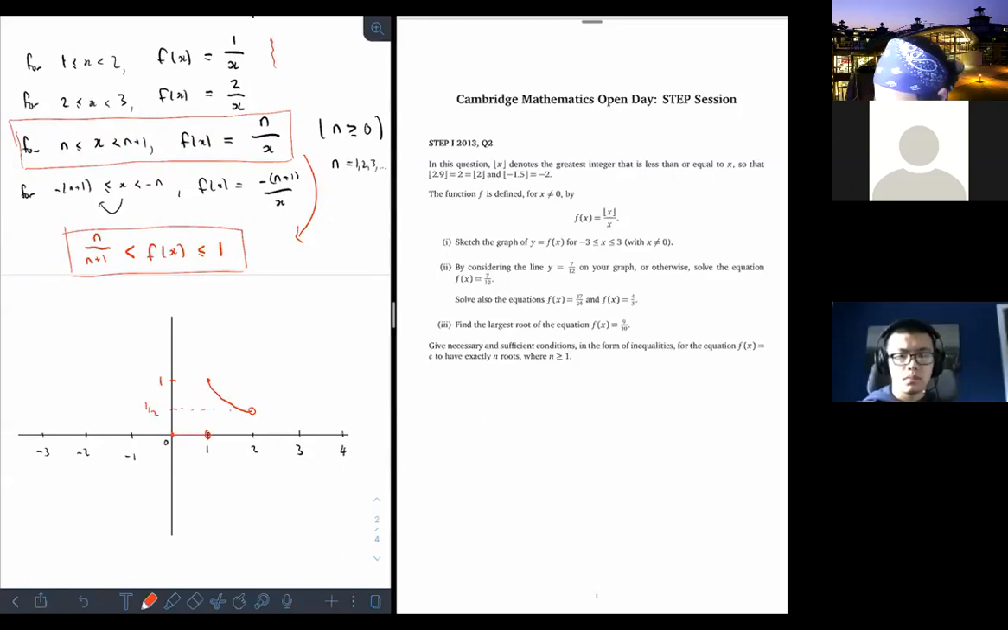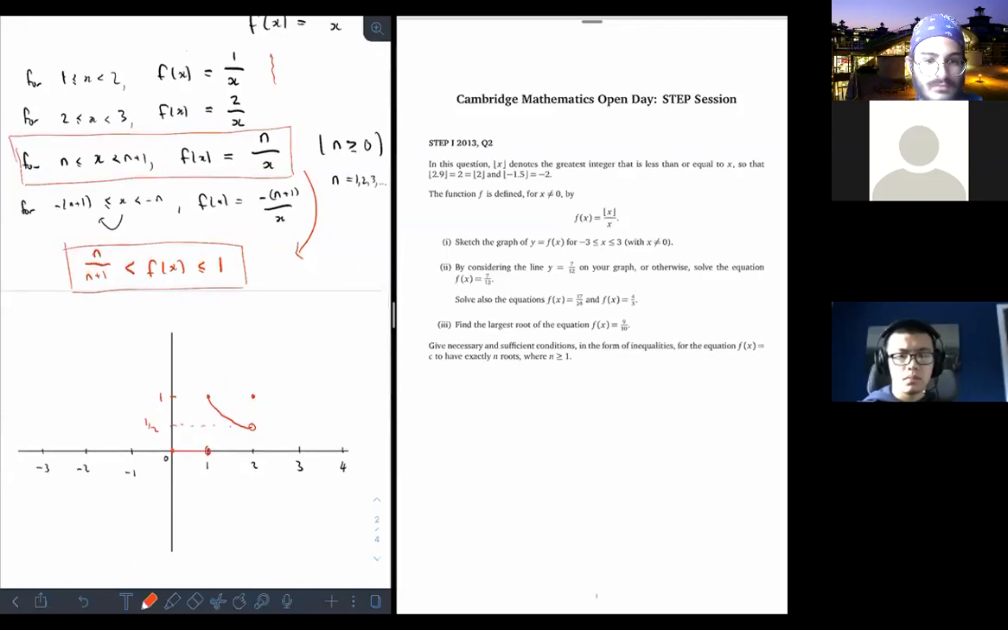Similarly, we then jump at 2, and in this range f of x is 2 over x, and f of x ranges between 1 and, here n is equal to 2, so it's 2 over 2 plus 1, which is equal to 2 over 3. So again, we're decreasing to 2 over 3. So this y value would be 2 over 3. Okay, so that's what the function looks like for x positive.